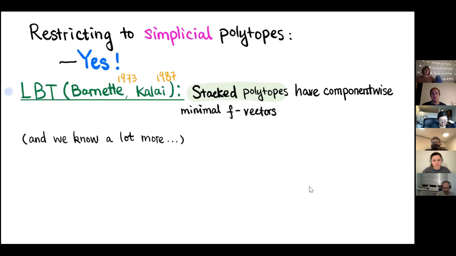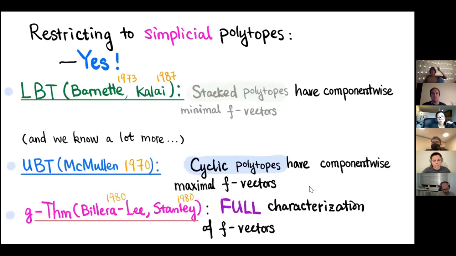And we actually know the other side of the story too. We also have the upper bound theorem, proven by McMullen, which says cyclic polytopes, also not going to define here, have the component-wise maximal f-vectors among all simplicial polytopes. And there's even the g-theorem, proven by Billera and Lee and Stanley, which gives a full characterization of f-vectors. So it gives you all possible f-vectors for simplicial polytopes.